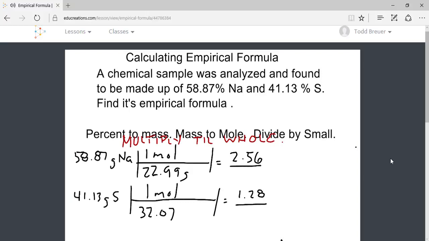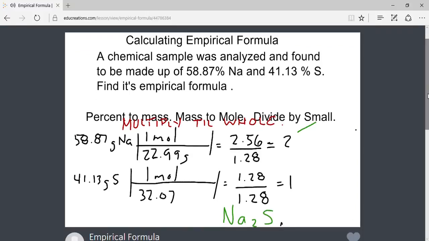The reasoning for this is to try to create a whole number. Therefore, we're guaranteed that one of these whole numbers will always be 1. Since 1.28 is the smallest, we will divide each of them by 1.28. If we arrive at two whole numbers, or something extremely close to a whole number, we can accept these whole numbers and write a formula from them. In this case, we can see we get exactly 2 and 1 mole. By putting this back together in formula form, we end up with what we know as the empirical formula, Na2S.